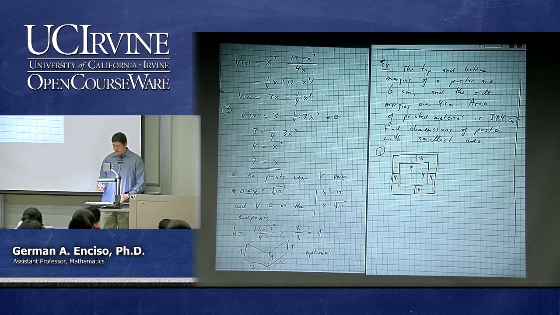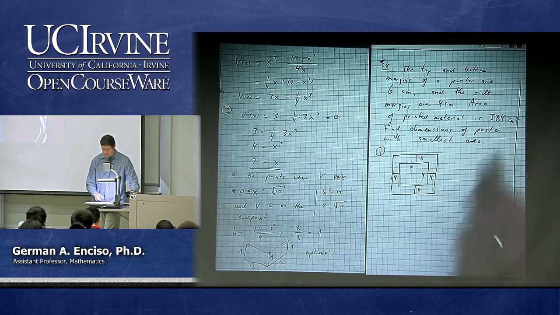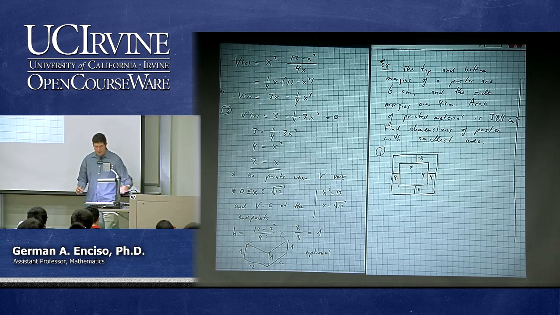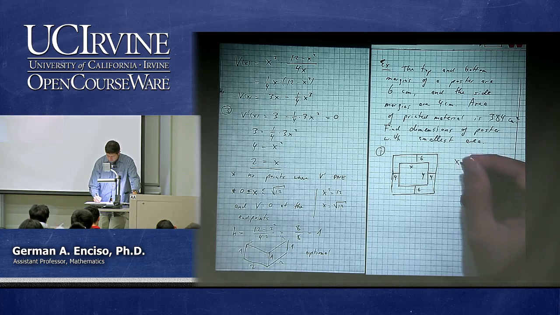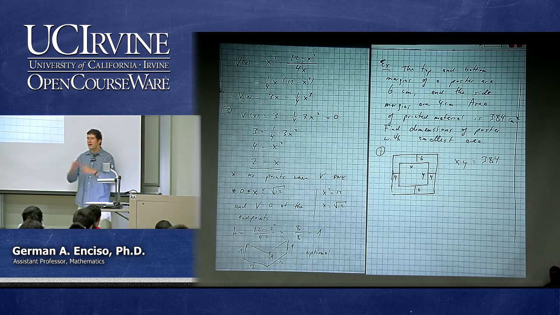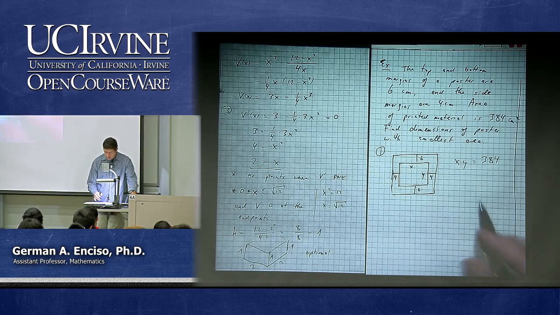Now, what information are we being given? What exactly is 384 centimeters in terms of these variables? X times Y, that's right. X times Y is 384. Not the area of the total poster, but just the printed material.